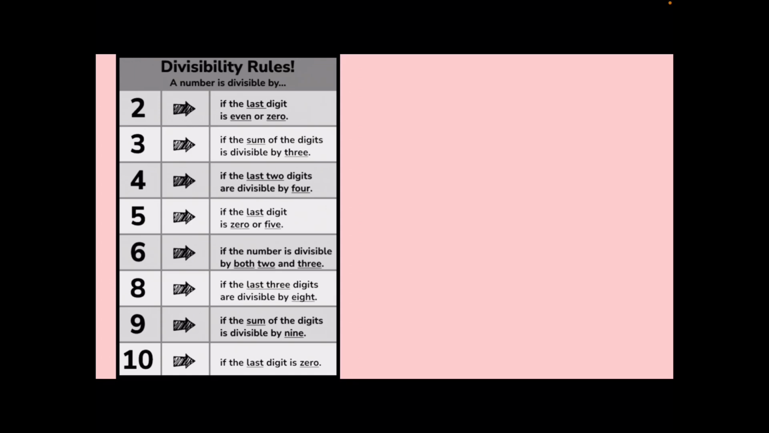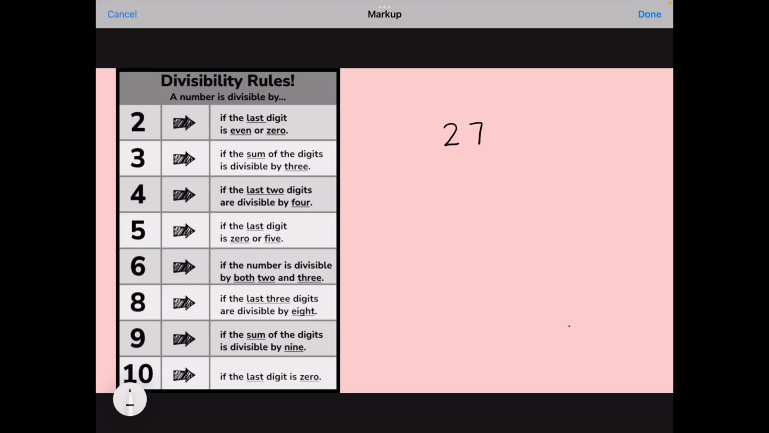The divisibility rule for 3 is if you add up the digits within the number and that number is divisible by 3, then the entire number is divisible by 3. Let me show you an example. If I add up the sum of the digits, 2 plus 7 is 9, then I know that 9 can be divided by 3, then 27 can also be divided by 3 and get a whole number answer.